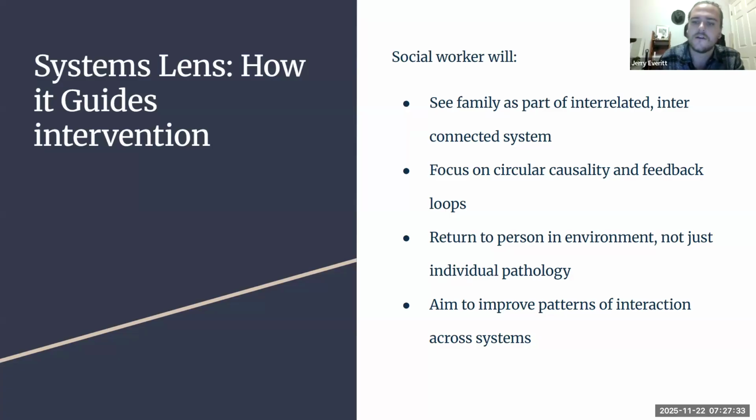From a systems theory perspective, a social worker would look at the family as part of multiple interacting systems: family, child welfare, foster care, schools, healthcare, and substance use treatment. Problems aren't viewed as located only in Patty or Eddie, but in the patterns and feedback loops between the people and systems. Circular causality means Eddie's behaviors affect adult responses, which in turn affect his behaviors again, and so on and so forth. The social worker's intervention should focus on shifting these patterns and improving how different parts of the systems work together.